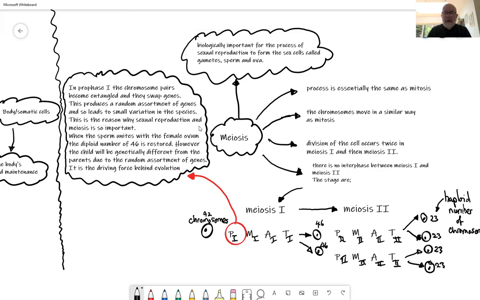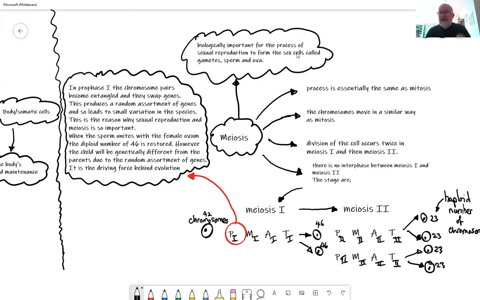Now, if we go right to the very top, this arrow here, it says, what's the biological significance of this process? Well, remember, this is for sexual reproduction and to form the sex cells, the gametes, which in the male is the sperm, and in the female, the ovum, or the ova, if it's plural. But normally only one of the ova is produced. So you have one egg or one ovum each month.